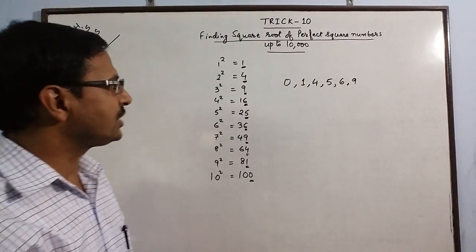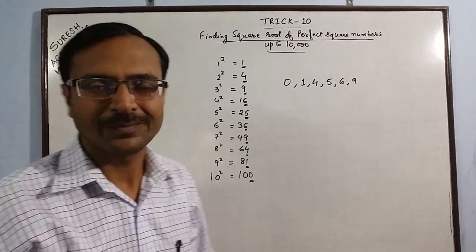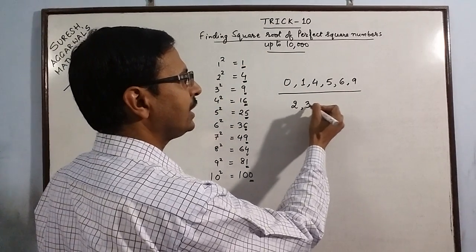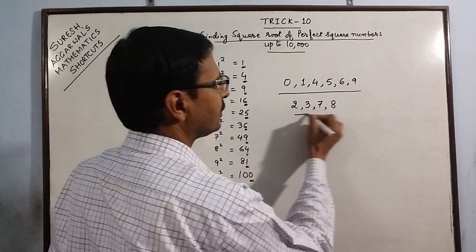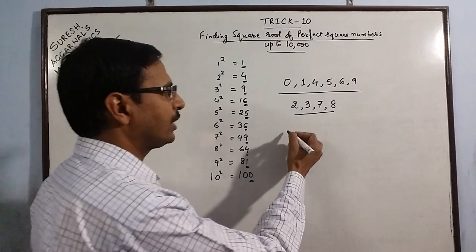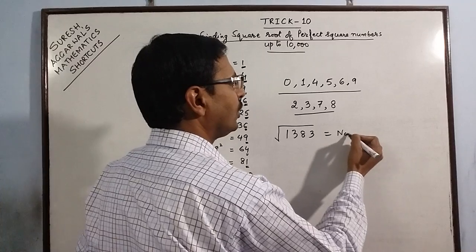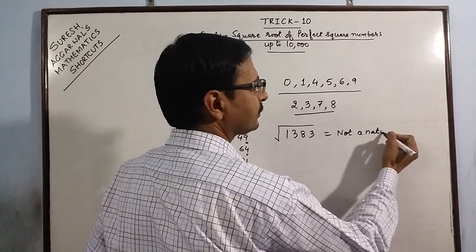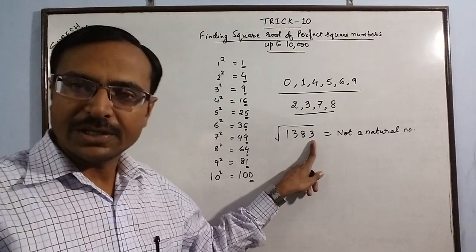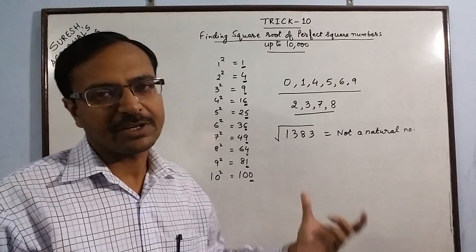So you observe that the unit digit in any perfect square is always either 0, 1, 4, 5, 6 or 9. So that gives us one conclusion, that any number which ends with 2, 3, 7, 8 cannot be a perfect square. So it solves half our problems. Like if you have a number 1383, the square root of this number is not a natural number. It is not a perfect square number. Why? Just because the units digit of this number is 3. If the unit digit is 0, 1, 4, 5, 6, 9, only then a number can be a perfect square.